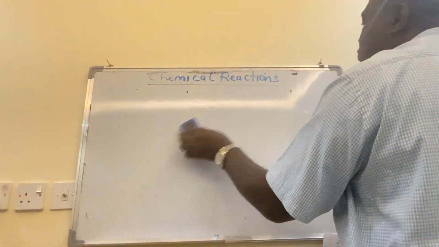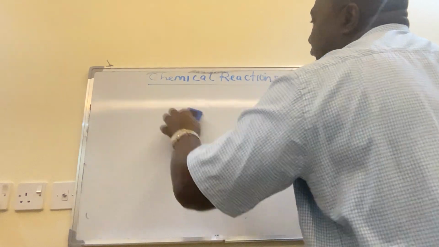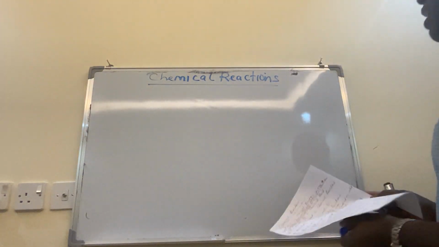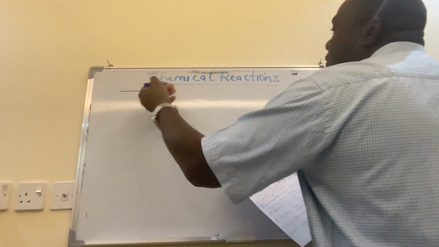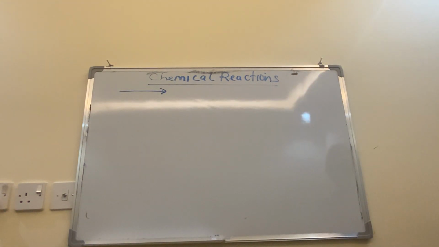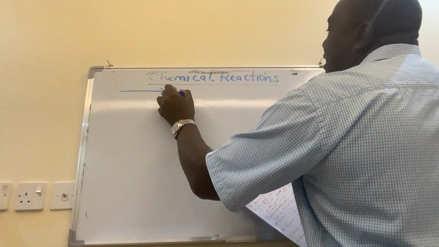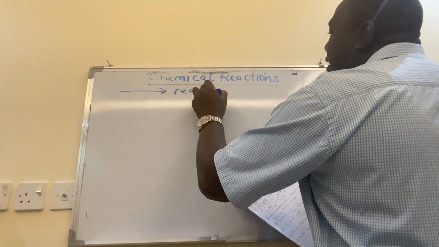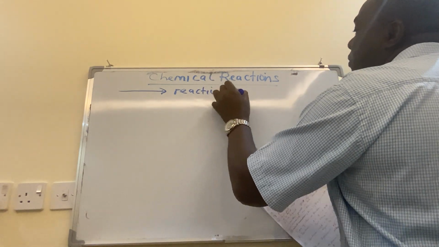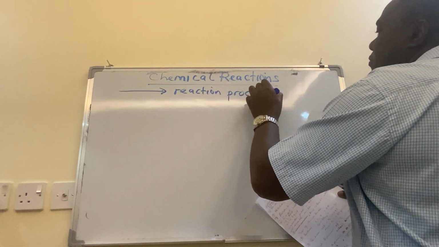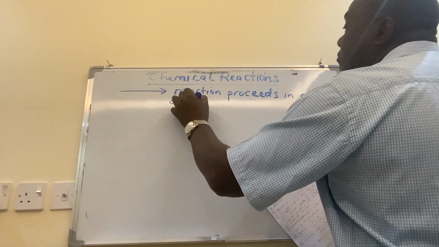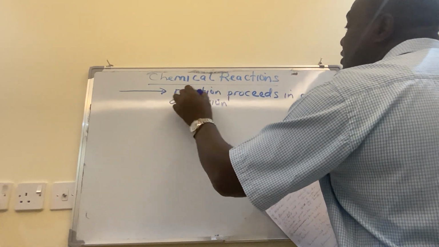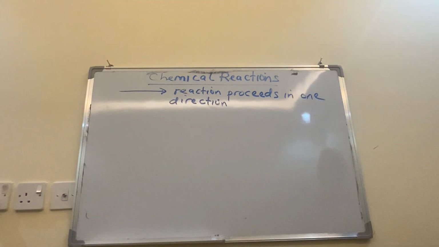Okay, we need also to learn about these 2 arrows that we can have in a chemical reaction. As we proceed with chemistry, you are going to find out that in some chemical reactions you have 1 arrow. Okay, this means the reaction proceeds in one direction.